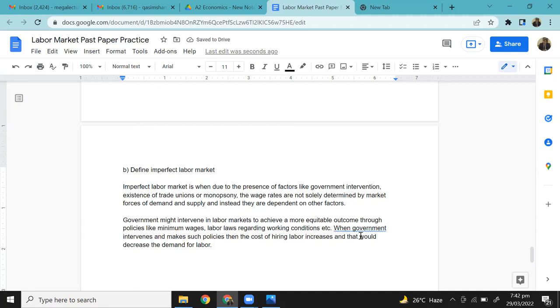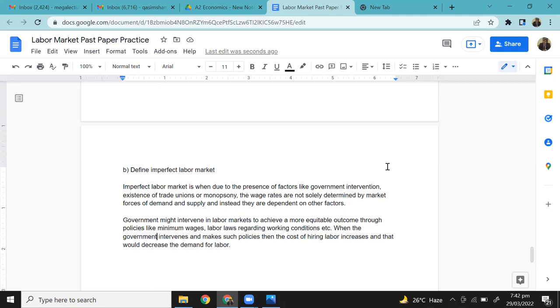So when government intervenes in labor markets, obviously, what's the government objective? The government objective is to achieve a more equitable outcome, right? So government wants everyone to at least earn a basic minimum wage, and they should have decent working conditions, and government wants to implement labor laws and all those things. Now when government imposes such things, it increases the cost of hiring. Now labor becomes more expensive because you not only need to pay them well, you also need to provide them with other facilities and working conditions and all those things, right? With that happening, the cost of hiring labor has increased.